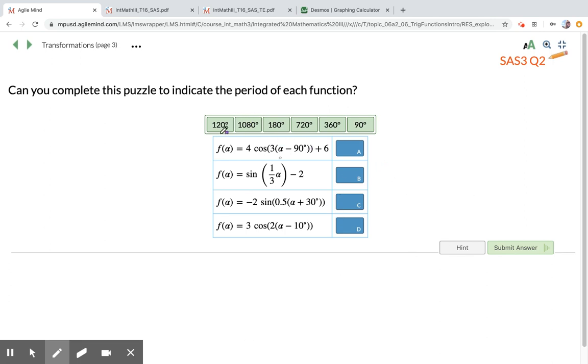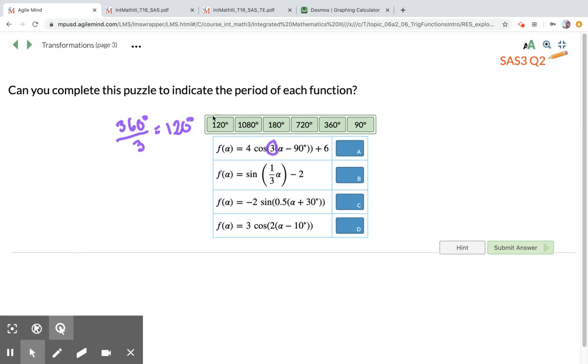So let's take a look at this first little guy. I'm looking for my C value. And there he is. There's my C value. Now I know for the parent function cosine, it's 360 degrees, but I also know that if I want my new period, it needs to get divided by my C value. So I'm going to divide that by 3, which gives me 120 degrees. And that means I'm going to drag this one over and pop it in there.